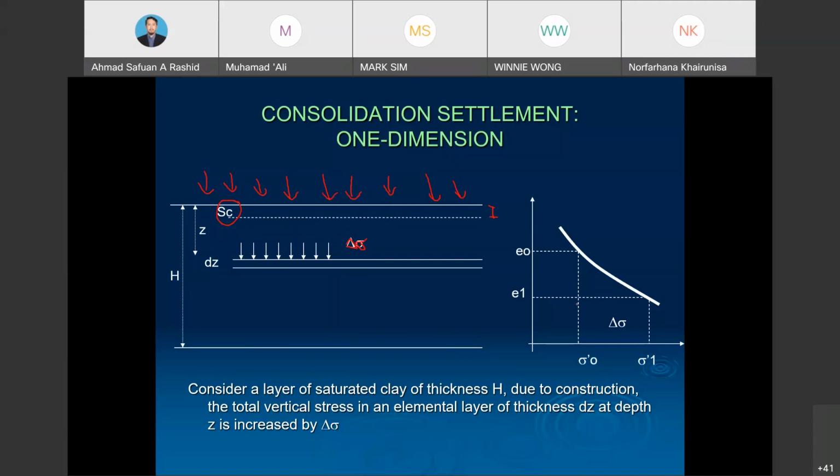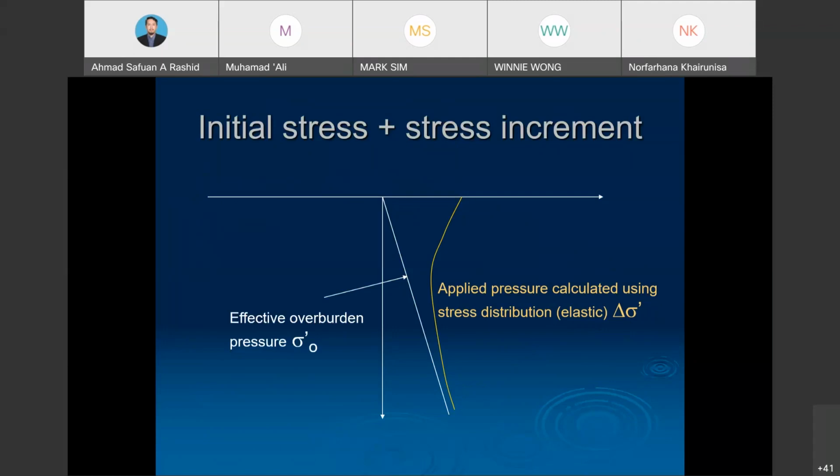Similar to this one, E naught is the initial void ratio. Then after we apply a load, which represents sigma 1, there will be a difference of delta sigma, which is contributed from the additional loading. So it has a new void ratio, E1. This is the existing initial stress without any additional loads, while this is the applied pressure calculated using the stress distribution, which is applied on the soil, and it contributes to the delta sigma value or the increment of stress.